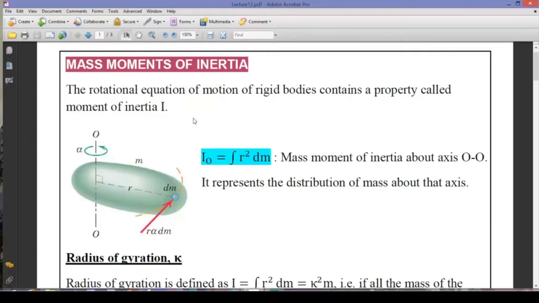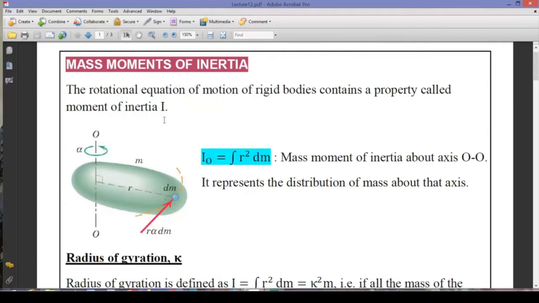Before we move on to the kinetics of rigid bodies, we need to first talk about the mass moment of inertia concept. This is important to understand the rotational motion of rigid bodies and the kinetics equations derived as a result of this rotational motion. Now, the rotational equation of motion of rigid bodies contains this property called moment of inertia.